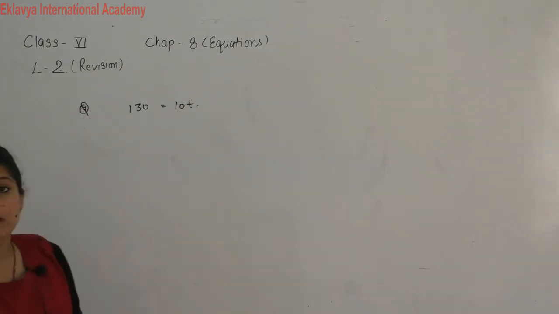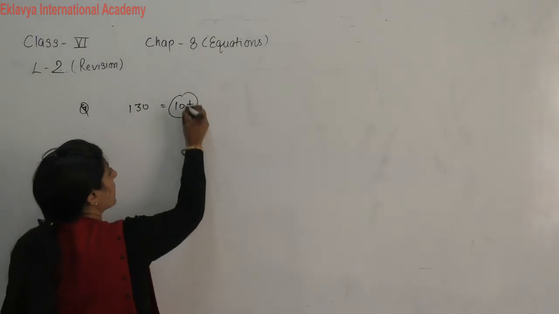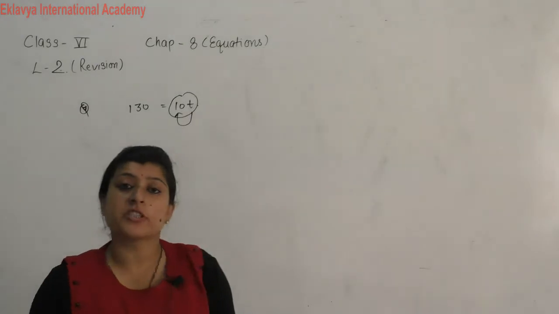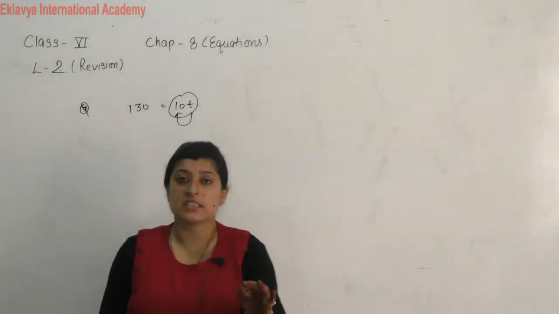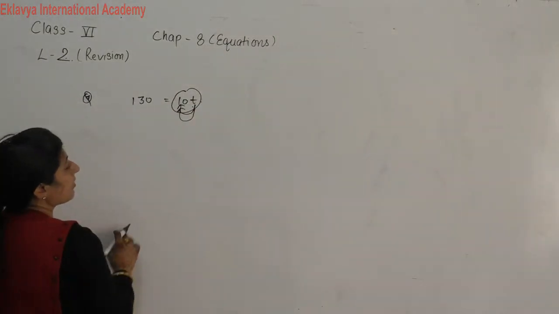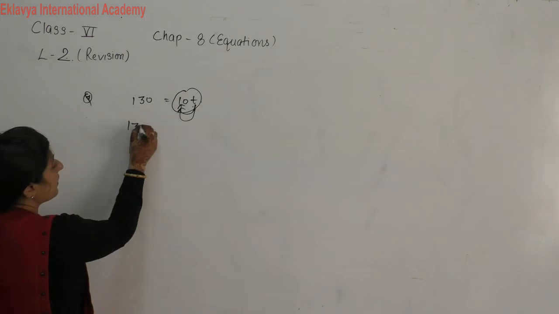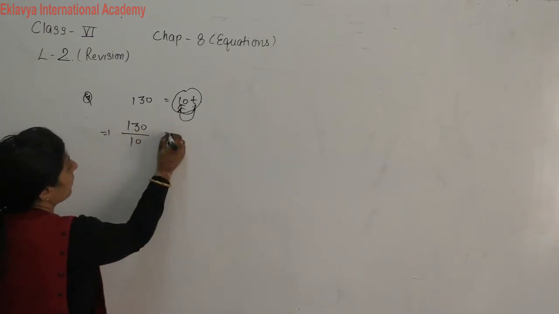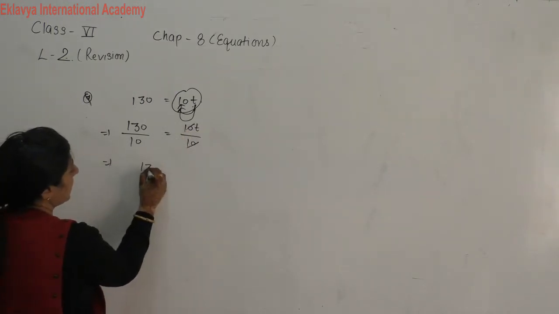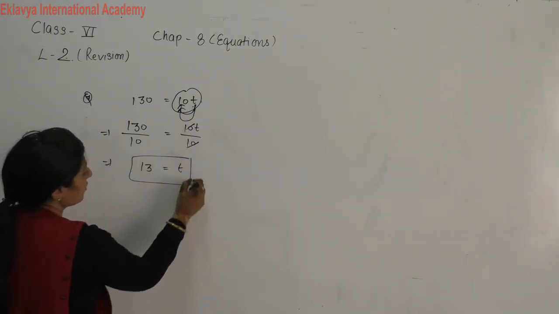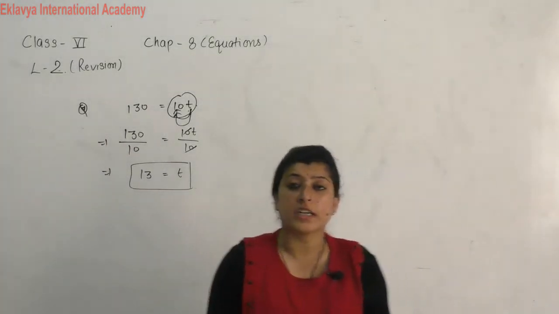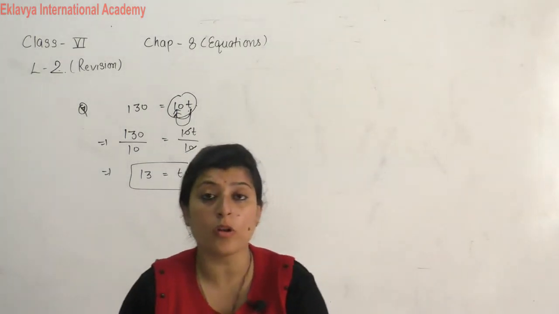In this we can see that with the unknown variable there is a multiplication operation. Then what is the inverse operation of multiplication? That is division. So what we will do is, in the multiple of t, that is 10, we will divide by 10 on both sides. Then it becomes 13 is equal to t. It means the solution of this equation is t is equal to 13. So in this way you can solve all of the questions.